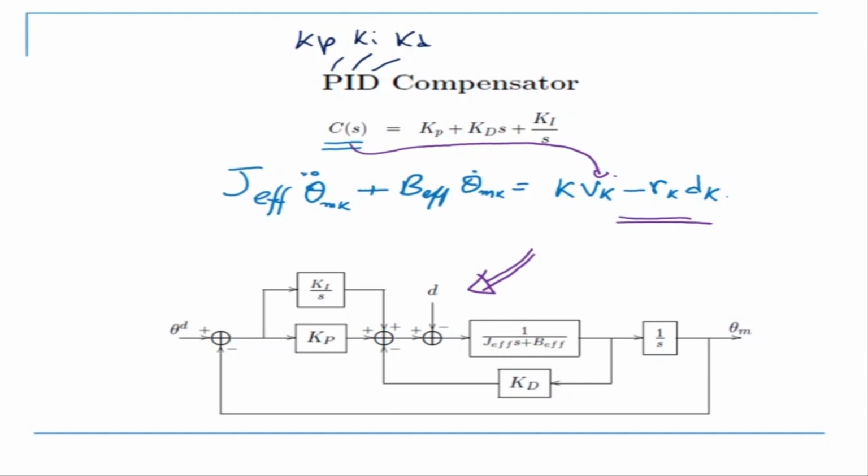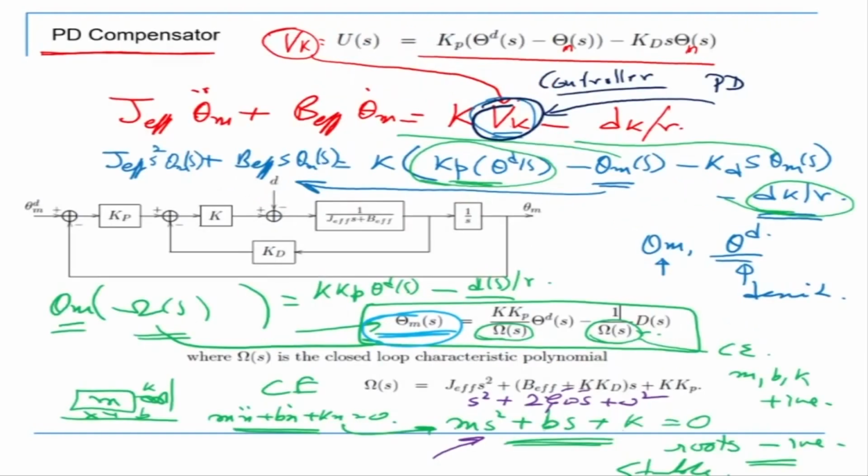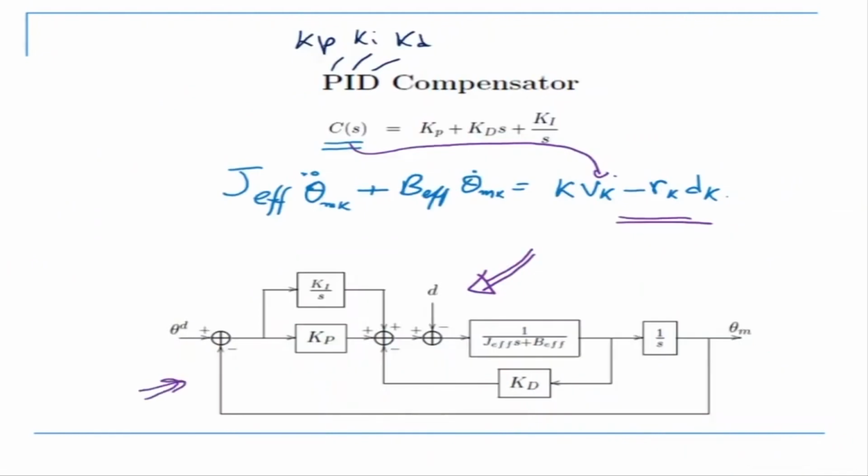In the previous case, we had looked at a Kp and a Kd. Where is the control system diagram? Yeah, so this is my control system diagram for Kp and Kd. So there is a Kp and a Kd here. This was my control system diagram for a PD controller. For a PID controller, basically this is my control system diagram now.